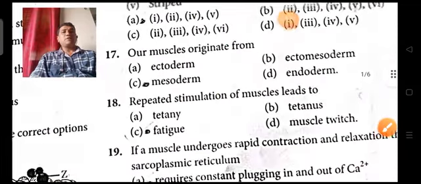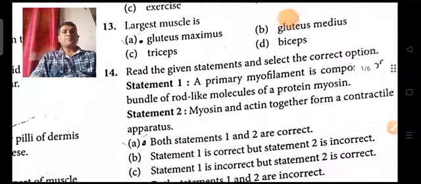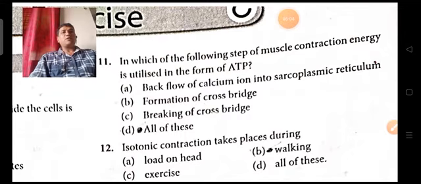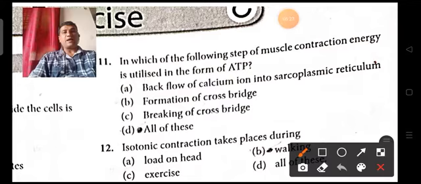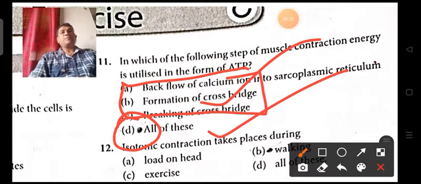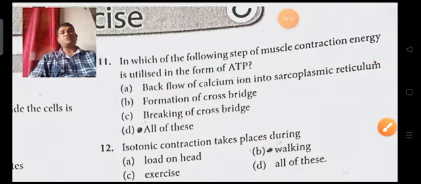Next, coming on to the next question, in which of the following steps of muscle contraction is energy utilized in the form of ATP? Backflow of calcium ions into the sarcoplasmic reticulum, formation of cross bridges, breaking down. All three of these take place in muscle contraction. So we can go with the answer D. D will be the right answer for this question.